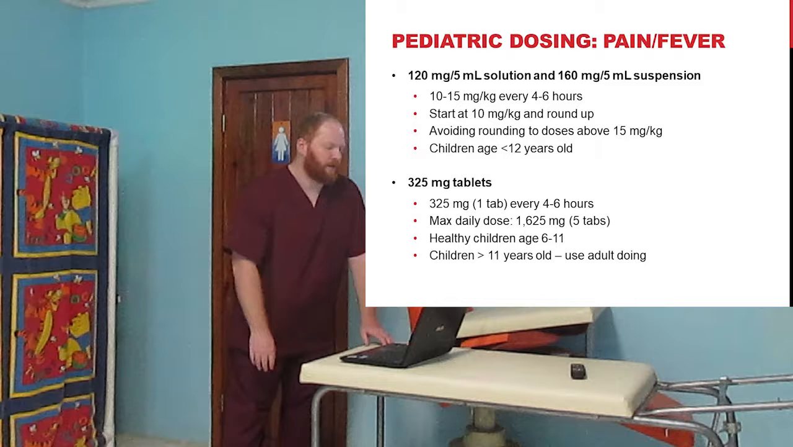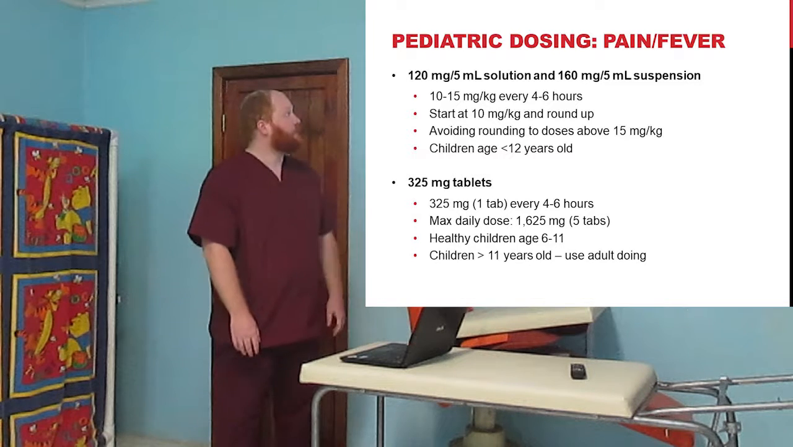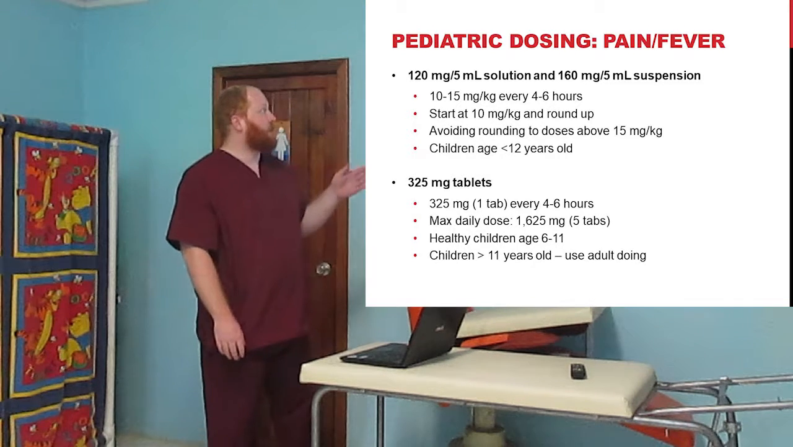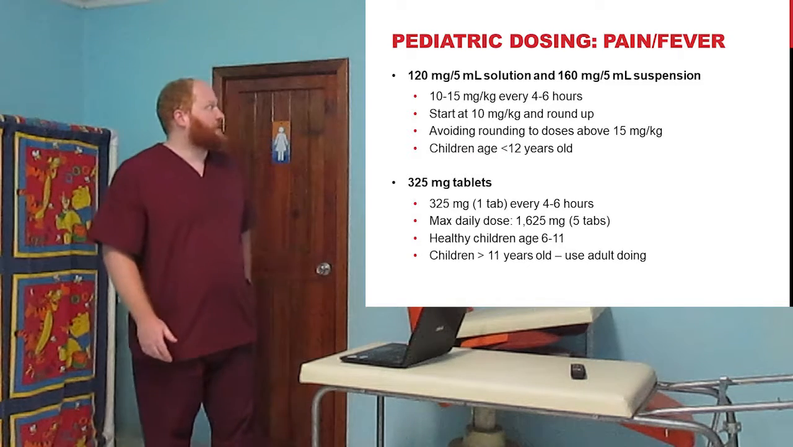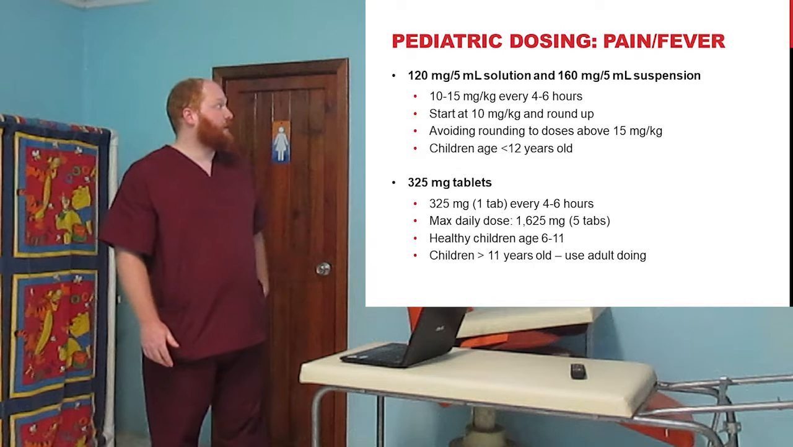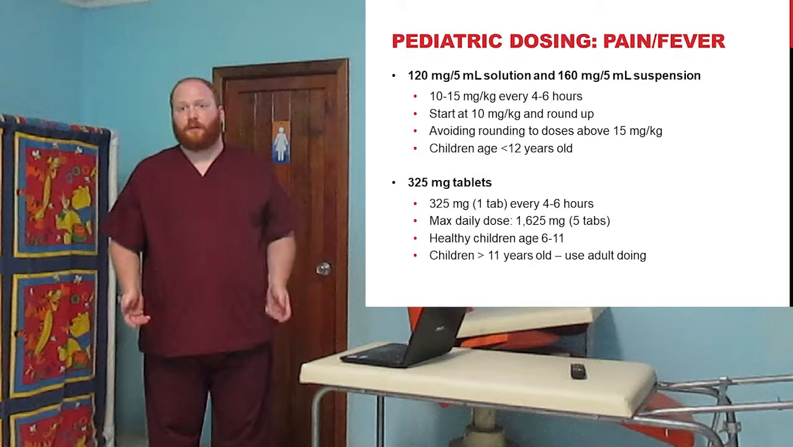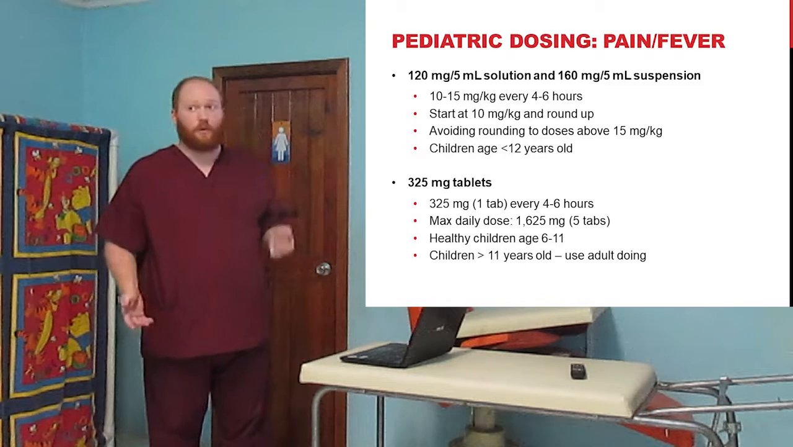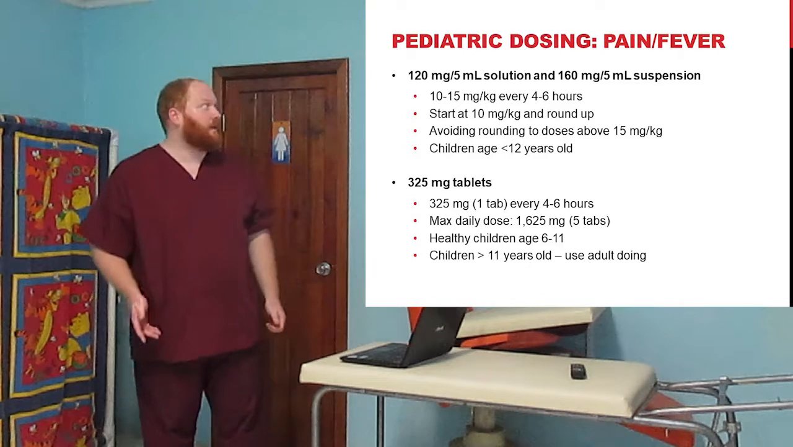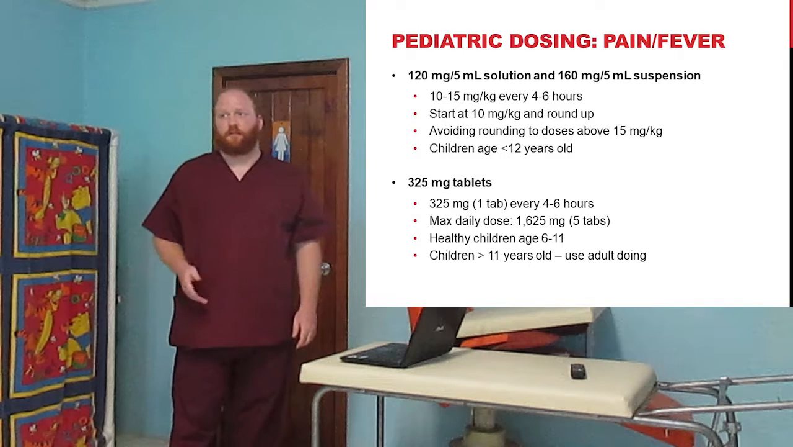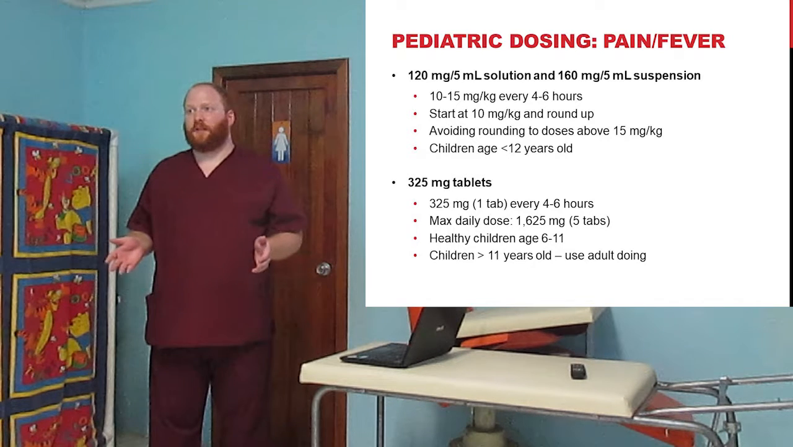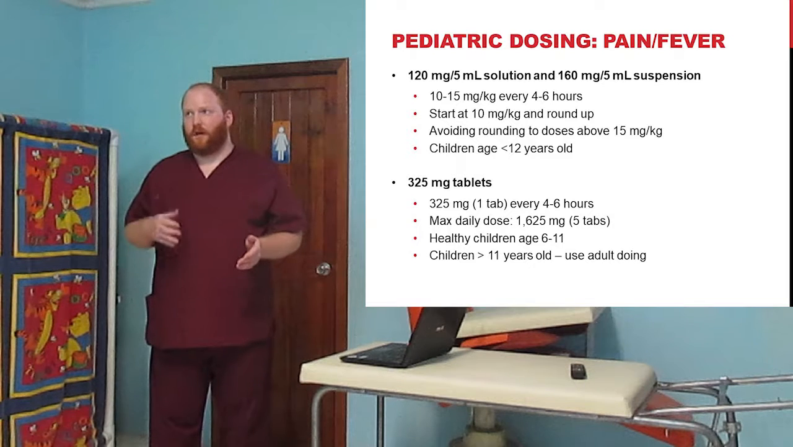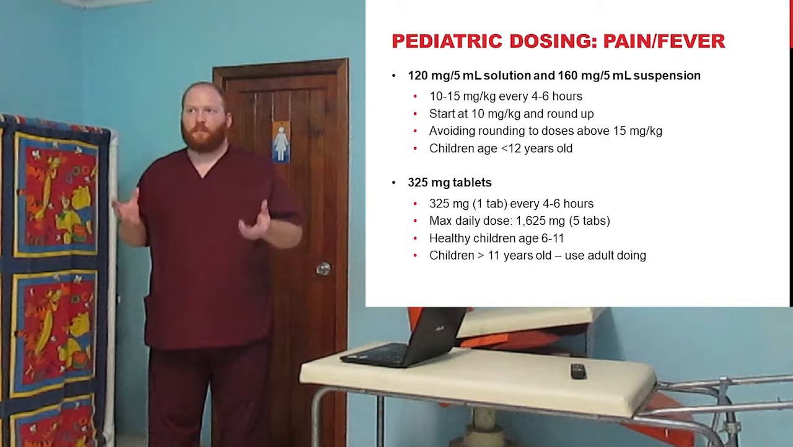The pediatric dosing, this is probably the most important slide here. So at the clinic, like I said, there's the solution, 125 milligrams per 5 milliliters, and the suspension that is 160 per 5 milliliters. And the dose for any children less than 12 years old for a liquid dosage form is 10 to 15 milligrams per kilogram, and that's every 4 to 6 hours. Now, in that interval, basically what that's saying is any dose in that interval is equally effective. The higher dose isn't more effective. We want to keep it within that interval.